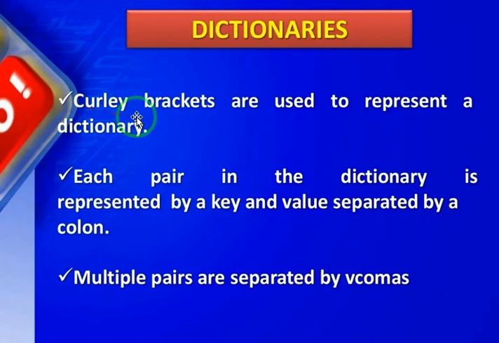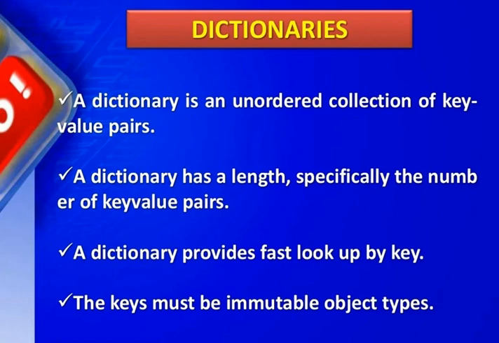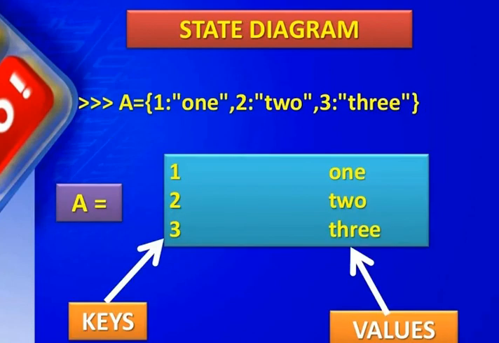Dictionaries are created using curly brackets, and each pair in the dictionary is represented by a key and a value separated by a colon, and multiple pairs are separated by commas. They are an unordered collection of key value pairs, and it has a length, the number of key value pairs, and the dictionary provides fast lookup by the key. The key must be an immutable object type. Let's say a equal to 1, 2, 3. This is the key 1, 2, 3, and over here 1, 2, 3 is the value.